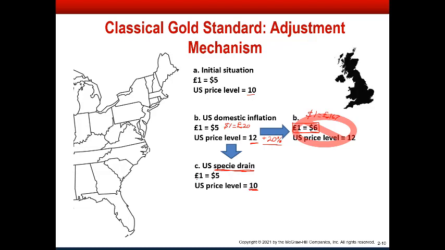One of the reasons gold is going to flow out of the U.S. is because as domestic prices in the U.S. rise by 20%, foreigners, like people in Britain, say, we don't want to import goods from the U.S. anymore, or not as many, because they're more expensive than they used to be. So we'll import goods from France or Germany or Russia or whatever. And so the U.S. is not going to export as much.